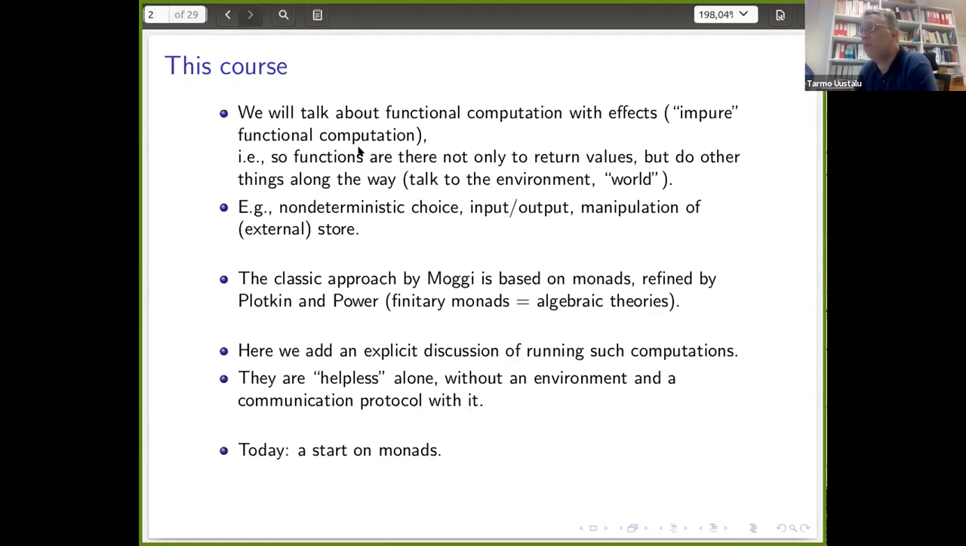So there is a classic approach to mathematical programming semantics for effects, which is based on monads. It was imported to functional programming practice by Philip Wadler. And it has been refined by Plotkin and Power, which is this view of finitary monads as algebraic theories. The two are really the same thing, but somehow the emphases are different. And there are some advantages to this algebraic theories approach.